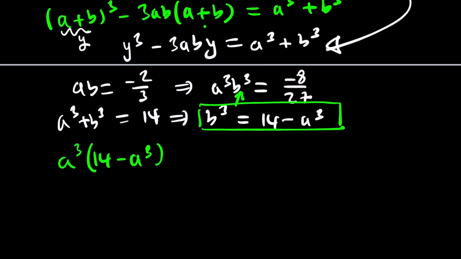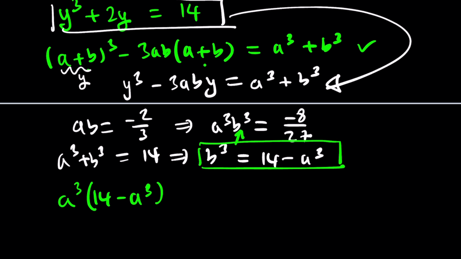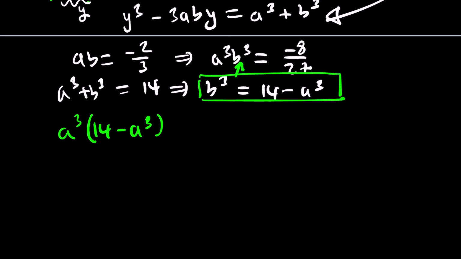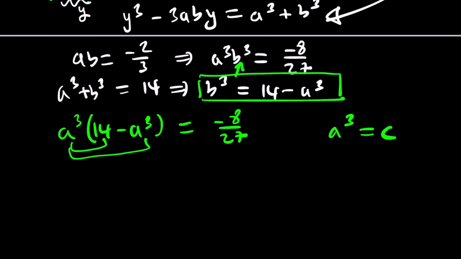The only identity you need to know is this one, and that shouldn't be too hard to come up with, even if you forget. Okay? Awesome. Now, this is equal to negative 8/27. So what's going to end up happening is you're going to get a cubed and a to the 6th power. If you set a cubed equal to c, that's going to give you a quadratic in c. That's why I said this is a quadratic system, not a cubic system. So by solving for c and then cube rooting it, of course, there's going to be two solutions. By cube rooting it, you're going to get the values of a and b. By adding them, you're going to get the y.